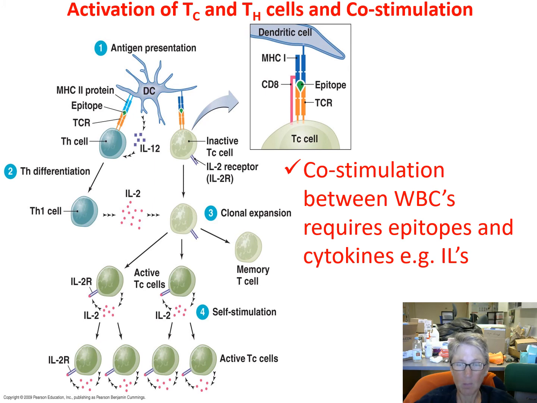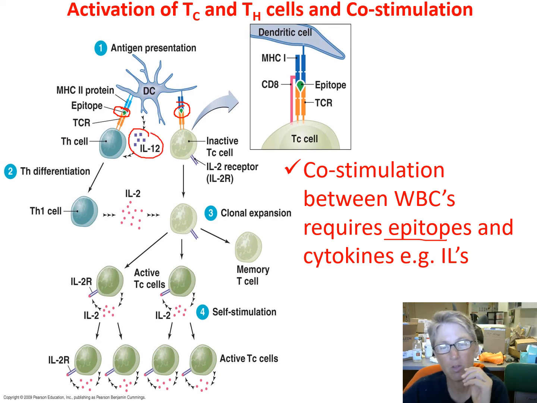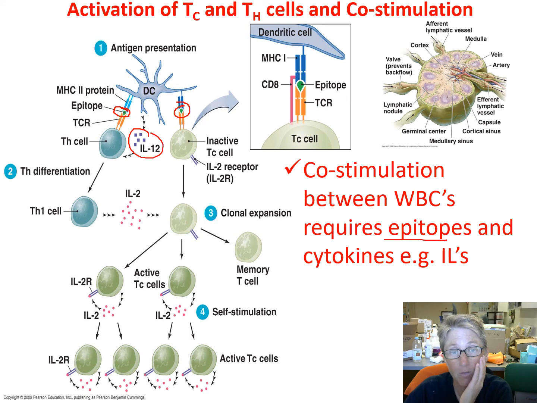Co-stimulation between white blood cells requires epitopes and cytokines. So co-stimulation, you have an epitope here in an MHC2, you have an epitope here in an MHC1, and these cytokines. So co-stimulation requires these two things, and you're stimulating your cytotoxic T so that it can become fully activated and thus go out and kill cells that are infected with the original pathogen.